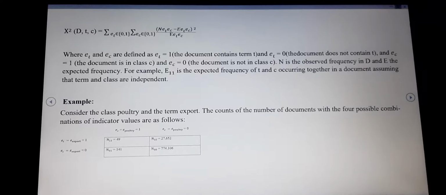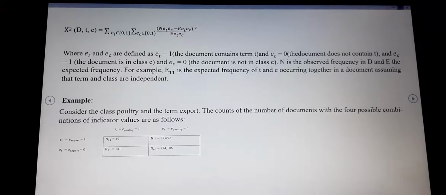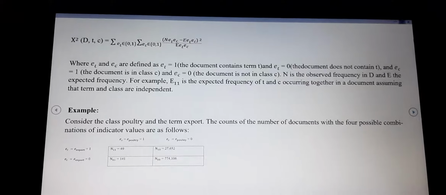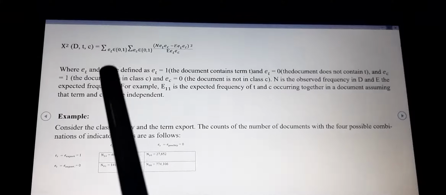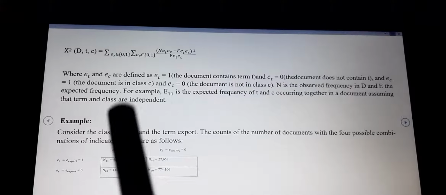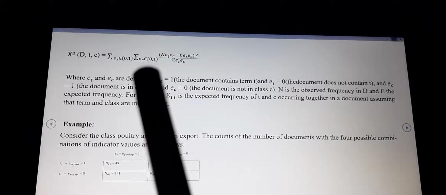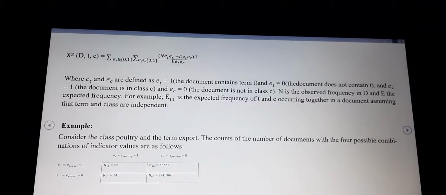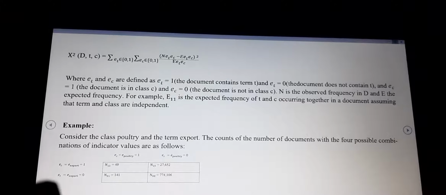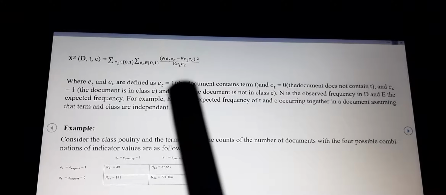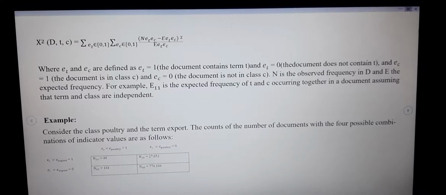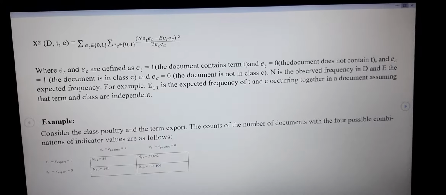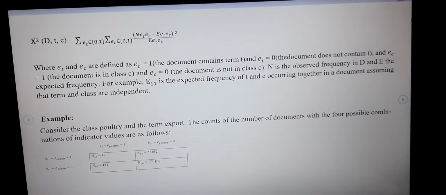So here is the equation to find the value of X-square of D, t, c, which equals the summation over e_t from 0 to 1 and the summation over e_c from 0 to 1 of (N_{e_t e_c} minus E_{e_t e_c}) whole square divided by E_{e_t e_c}, where e_t and e_c are defined as follows.